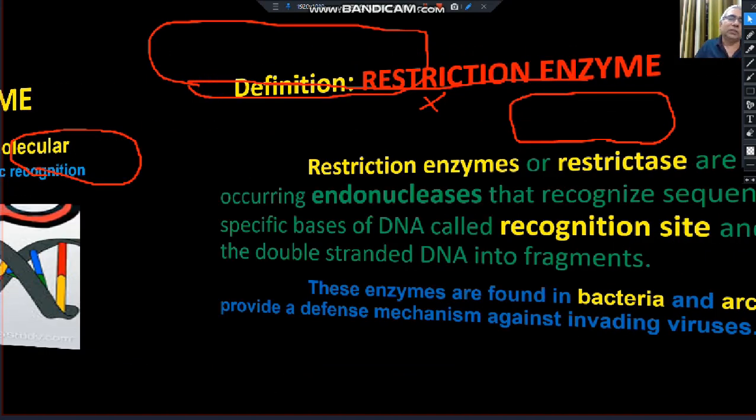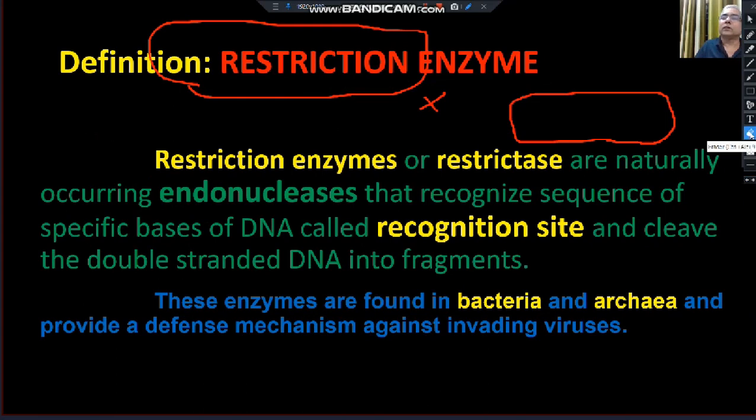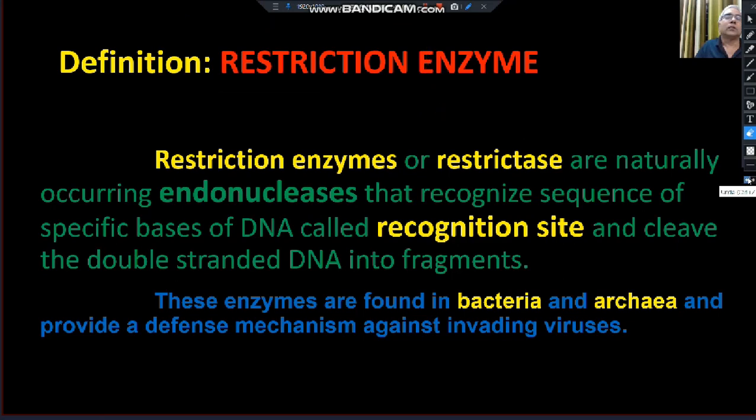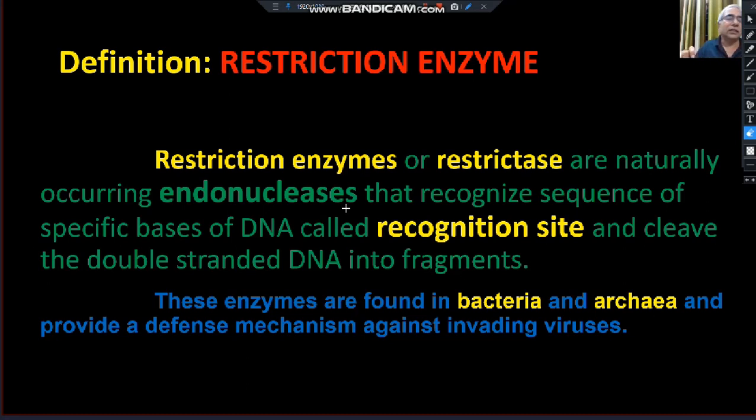Now, first of all, we will take the definition of this restriction enzyme. Restriction enzyme is also termed as restrictase. They are naturally occurring endonucleases. Endonucleases means they cut the DNA sequences from in between the DNA strand. Their activity is not at the two ends of the DNA molecule, but in fact they cut in between the two ends. That's why they are termed as endonuclease.